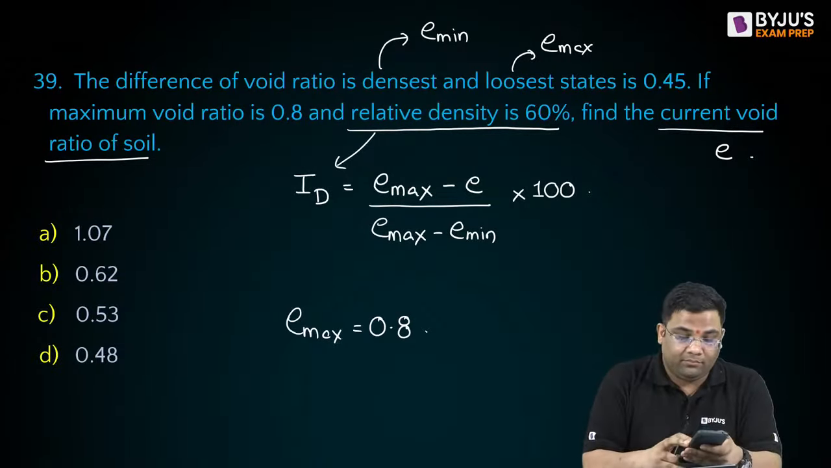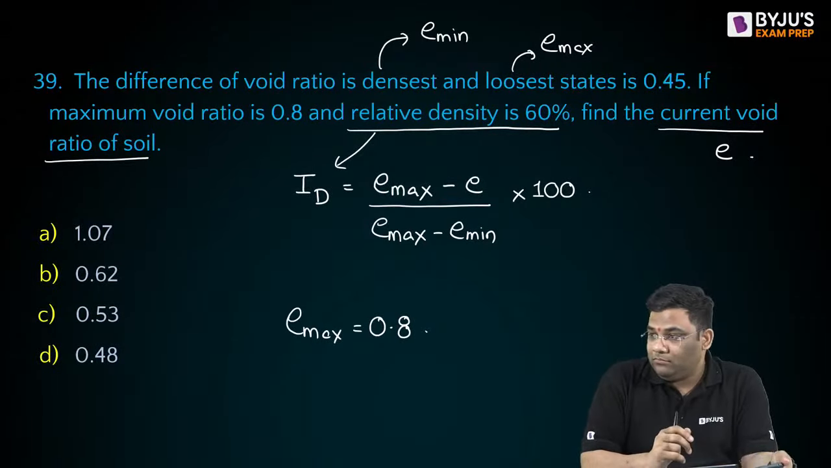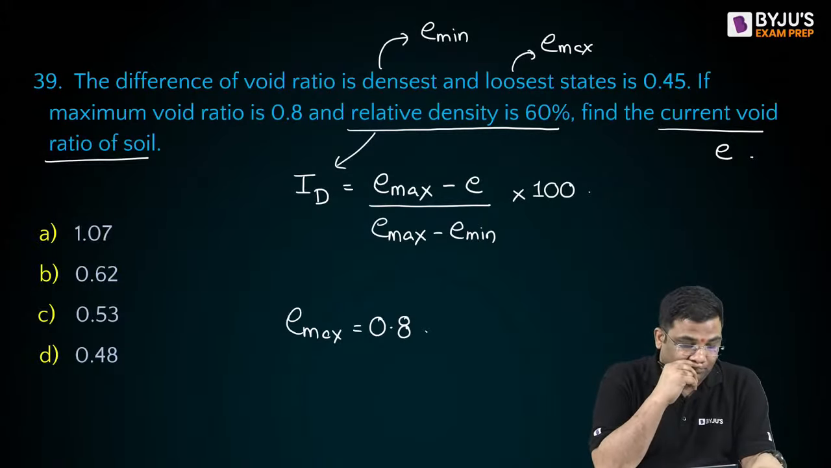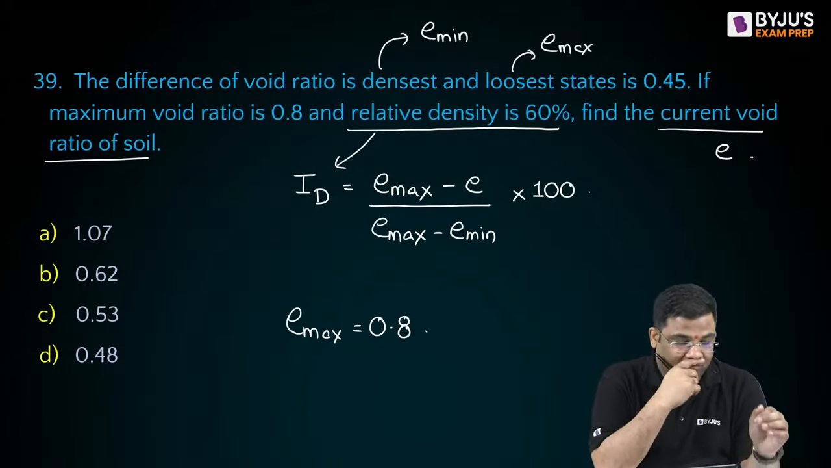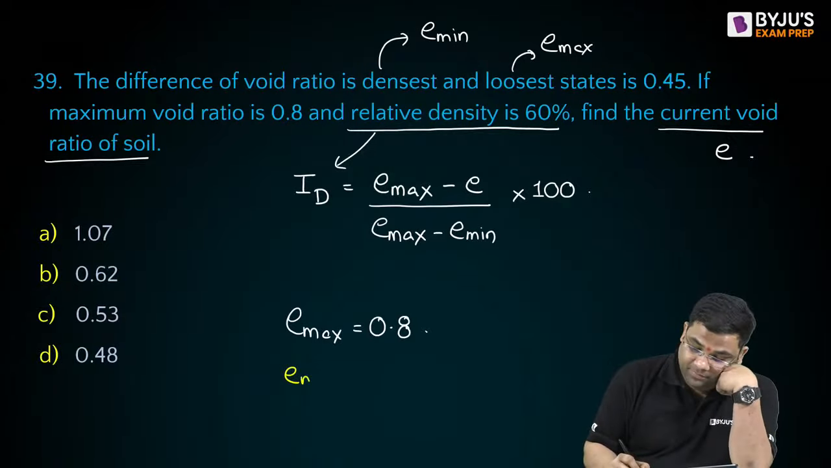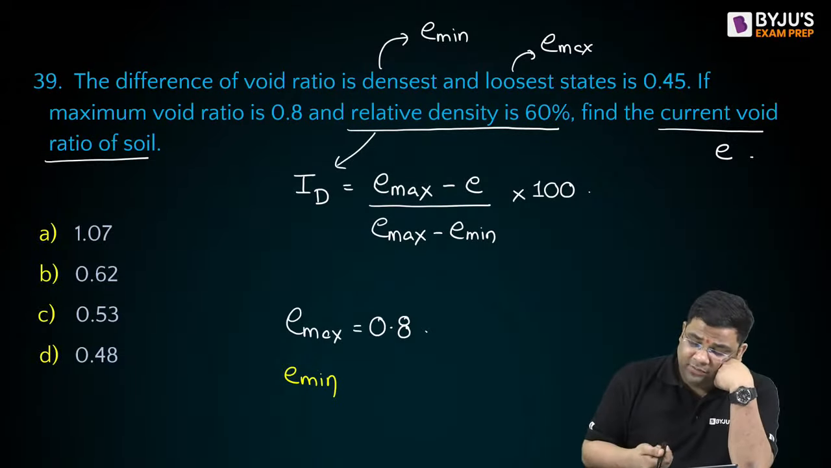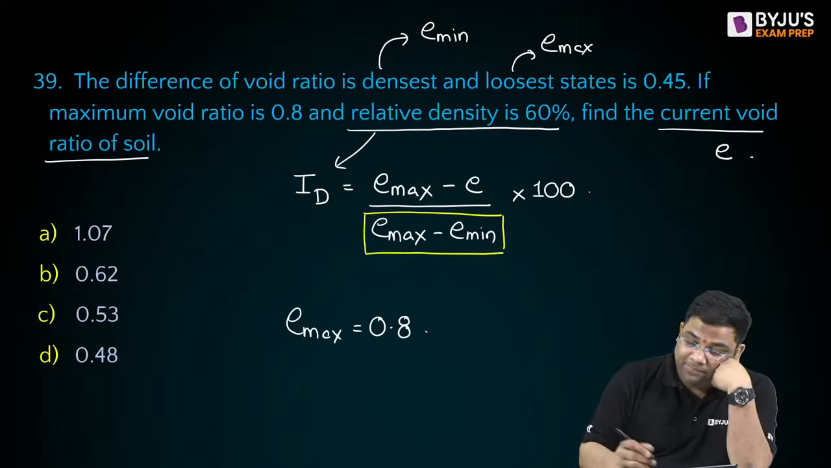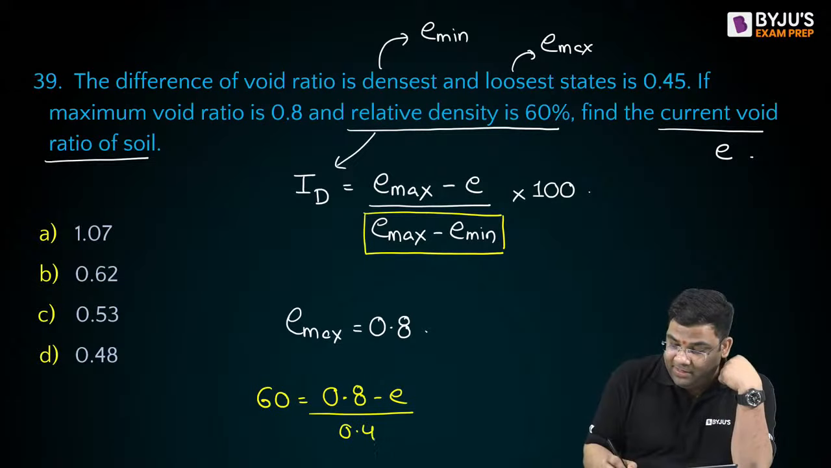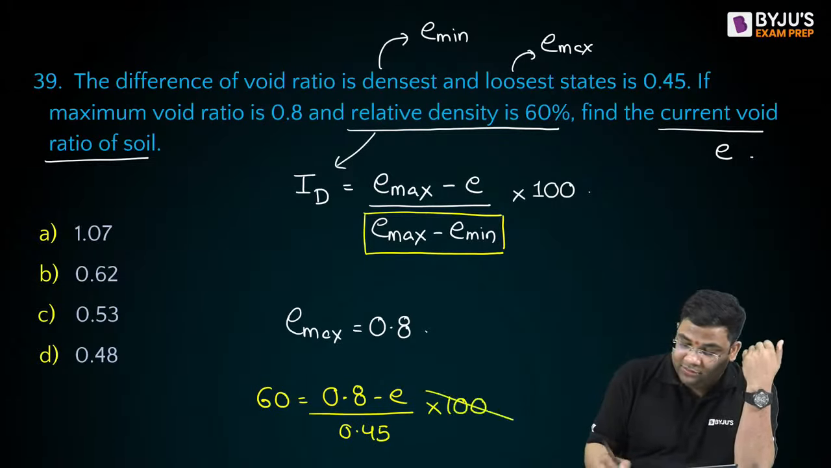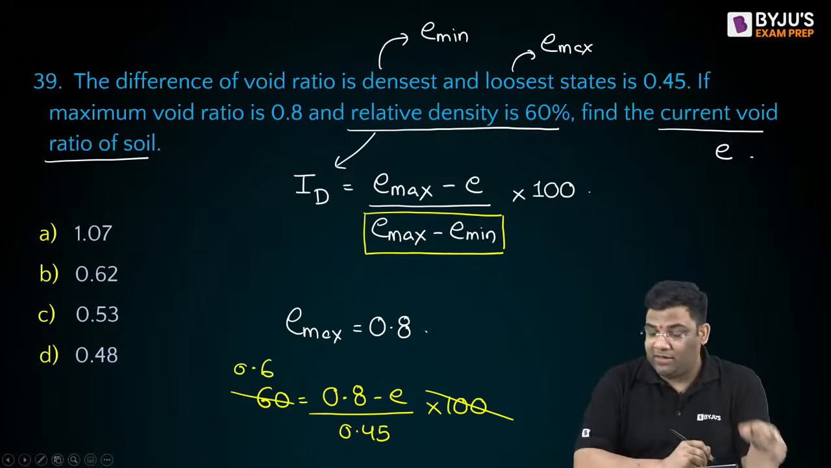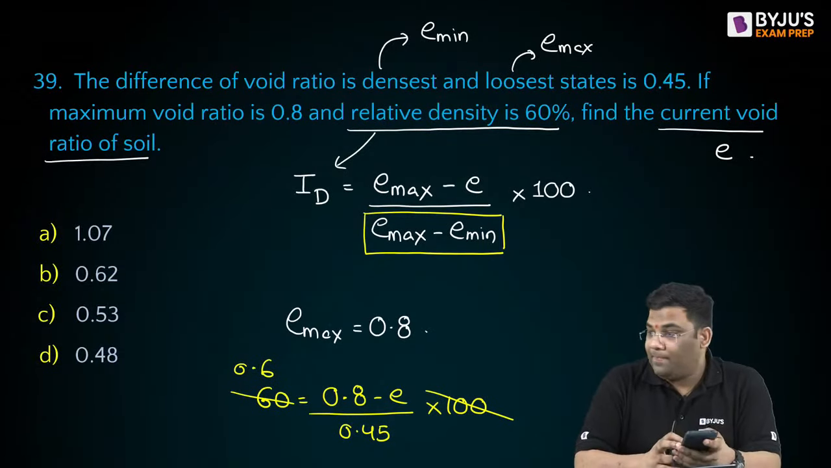C, D. Why are you committing mistakes in this? What is e minimum? e minimum is not required, right? Directly this difference is given, you can apply that only. That is 0.5. So I can say 60% is equal to e max minus e, over the difference, which is given as 0.45, into 100. So from here I can say this will be 0.6. How much e are you getting from this? Find out the answer.